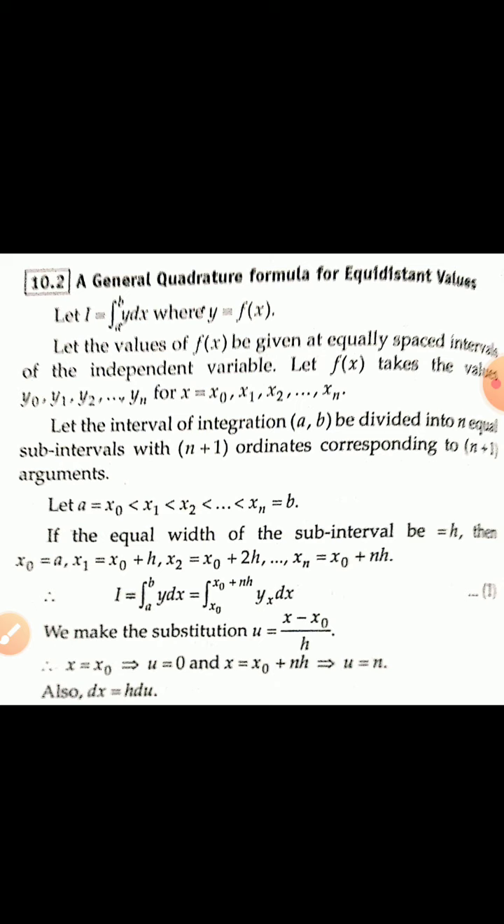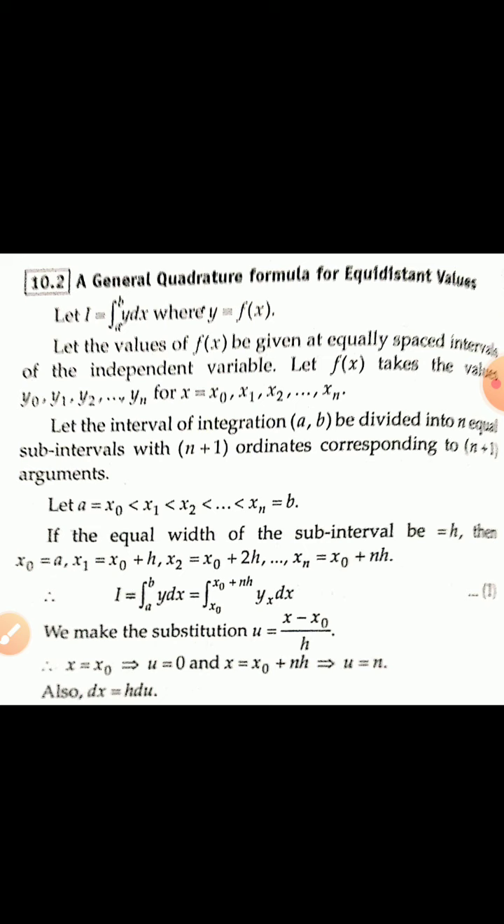So the general formula for equidistant values. Let I is equal to integration a to b y dx, where y equal to f(x), and let the values of f(x) be given at equally spaced intervals of the independent variable. Let f(x) take the values y0, y1, y2 ... yn for x is equal to x0, x1, x2 ... xn. Let the interval of integration a to b be divided into n equal subintervals with n plus 1 ordinates corresponding to n plus 1 arguments.